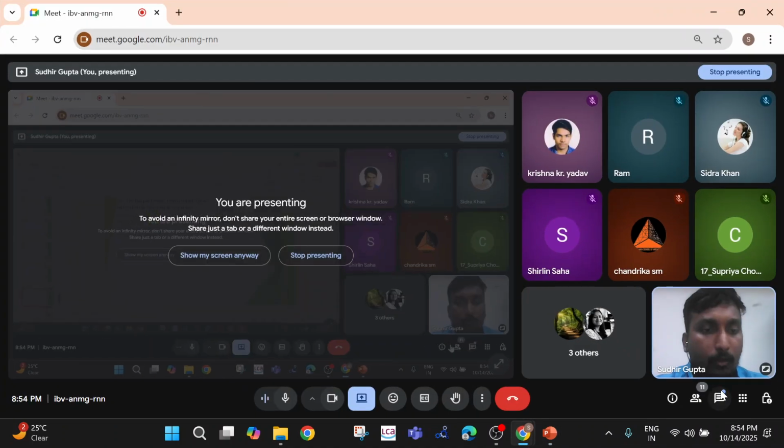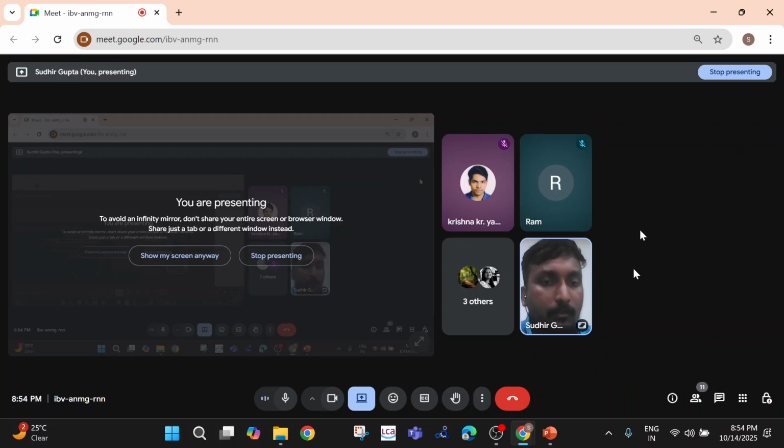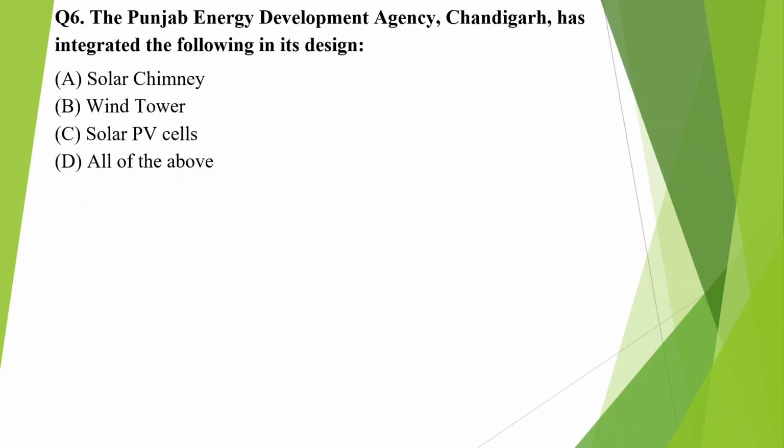Maybe some of you are not able to see the question that has been raised here by Kirti. So she was asking whether this PEDA is a green rated building or not. So it's yes. The PEDA is a green building. You can say if you are going by the general sense, it is considered a green building for sure. But if you are going for a specific certification, then it may not have such a specific certification, but yeah, it's a green building category. Fine.